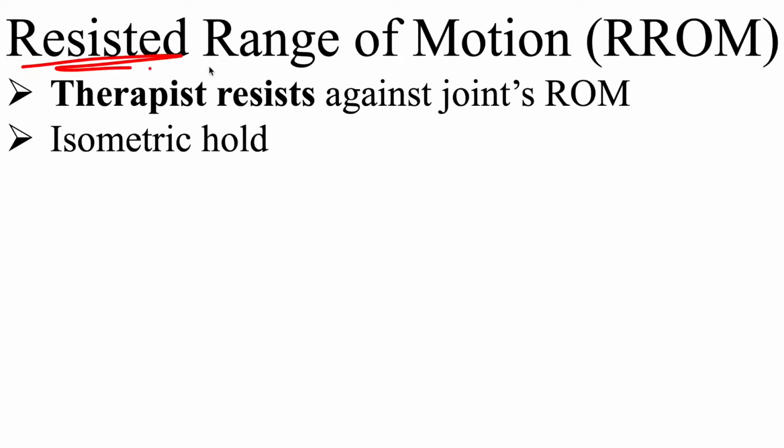We have resisted range of motion, also known as RROM. This is a range of motion in which the therapist resists using an isometric hold. The key word here is resisted. The therapist is applying a resisted force, therapist resists, against the client's movement. Now, let me explain this. This is a range of motion assessment that assesses the strength of the muscle responsible for a certain movement. In this case, abduction at the glenohumeral joint.